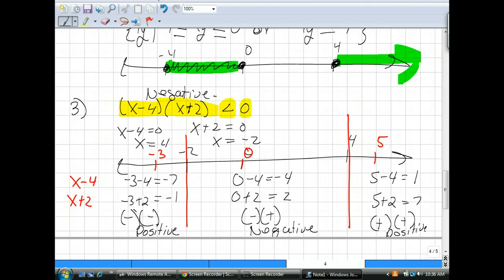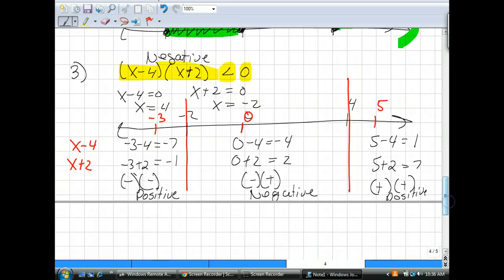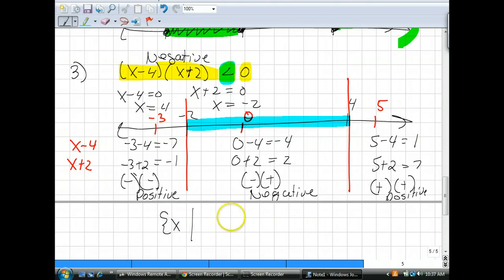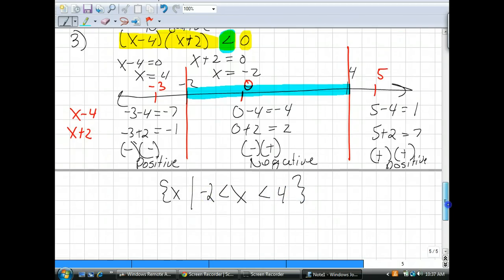Negative numbers. So I come back and I look in what region or interval my answer is going to be negative. Again, it's going to be the numbers between -2 and 4. Now notice that in my original inequality there's no equal. So it's going to be the set of all x such that x is greater than -2 and less than 4. But -2 and 4 are not included.